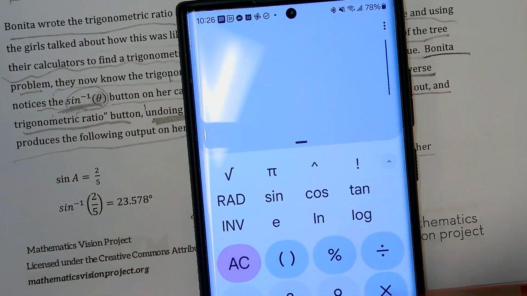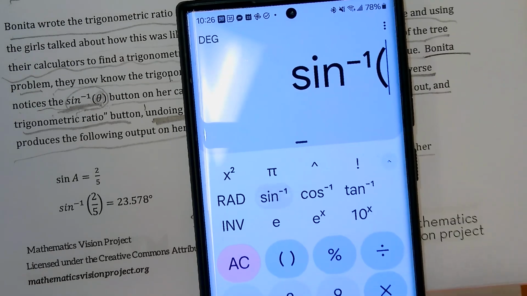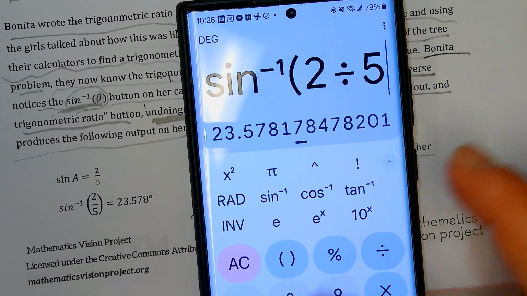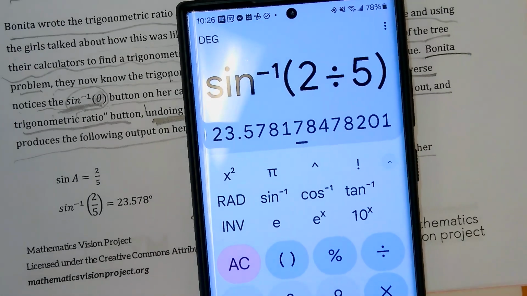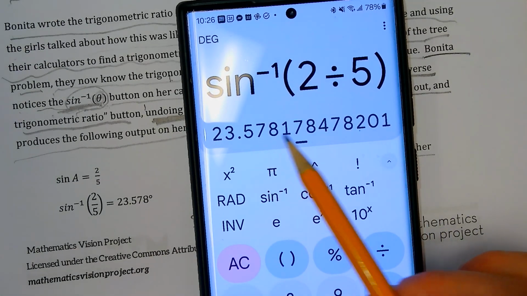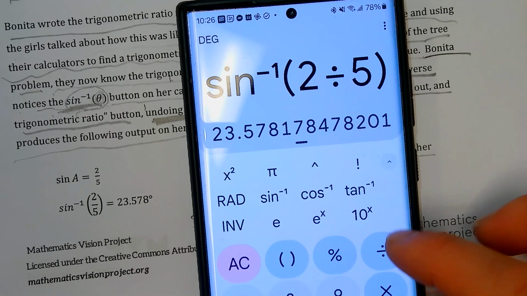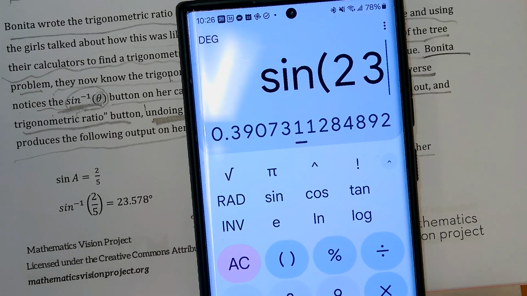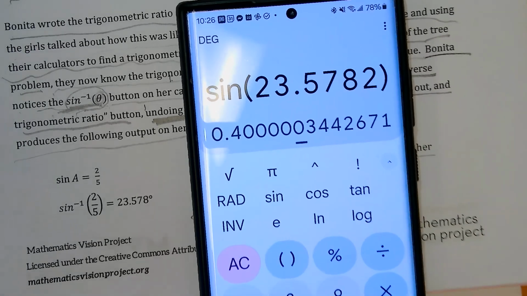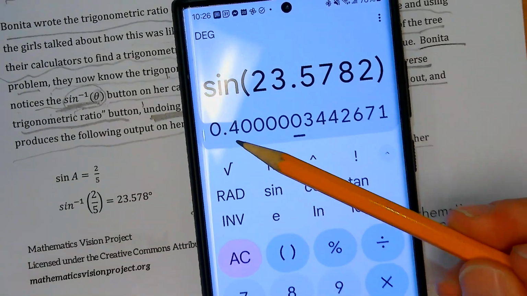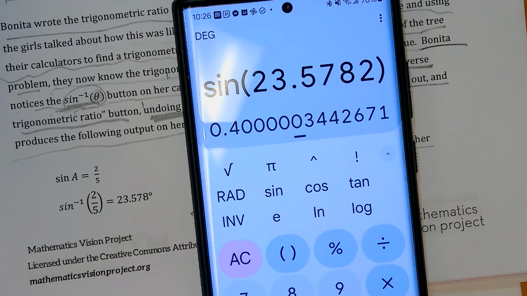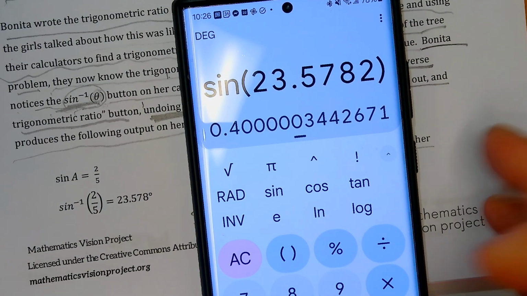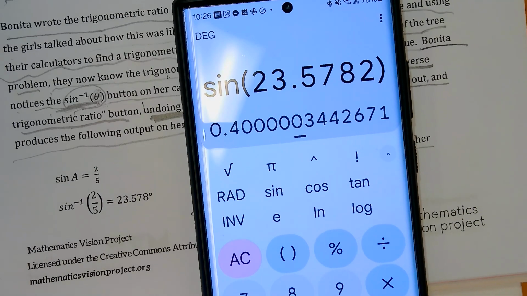Okay, do I have time for this? Sine of 2/5. Let's round out one more thing. So regular sine of 23.5782. There we go. Now it's 0.4, because I went out one more decimal place and rounded up at that decimal. So we got to the 0.4.